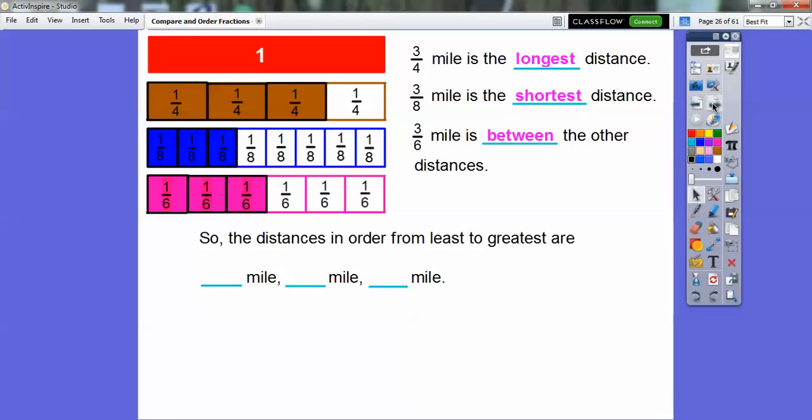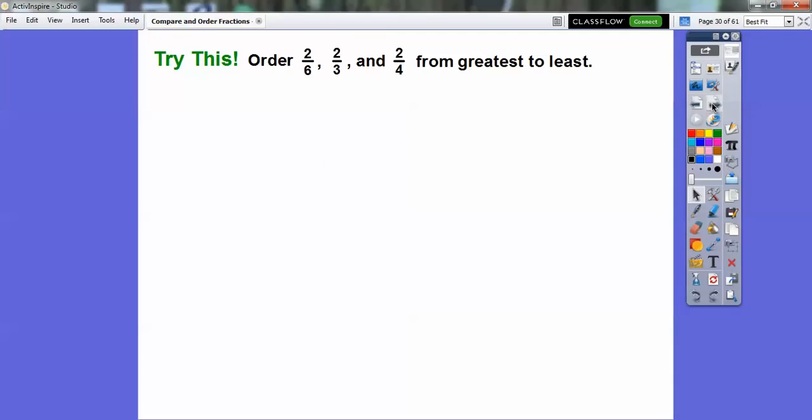Okay, so the distances in order from least to greatest are, okay, so the least one is this one right here, the 3/8 right here. And then we put the one in between, which is this 3/6 right here. And then finally, 3/4 is the longest one right there. All right, okay, try this. We're going to order 2/6, 2/3, and 2/4 from greatest to least. Okay, now this time it says from greatest to least.